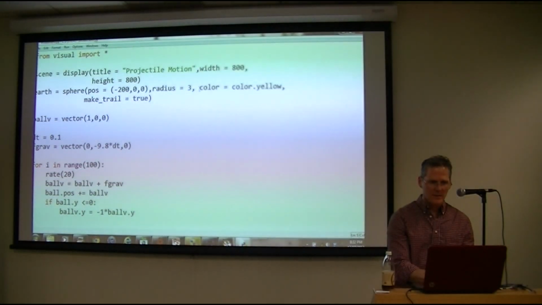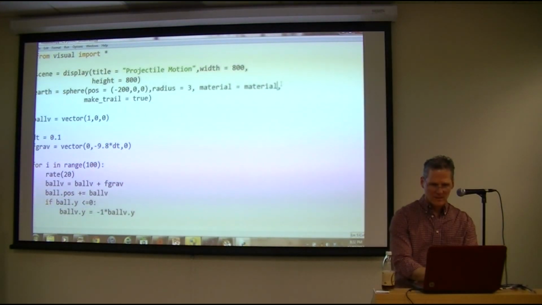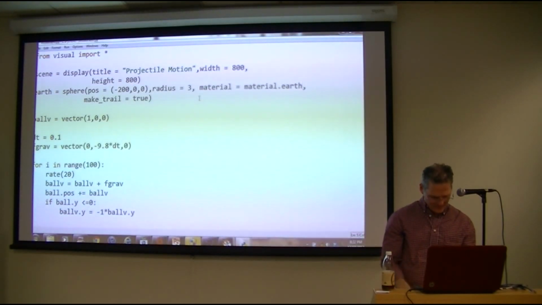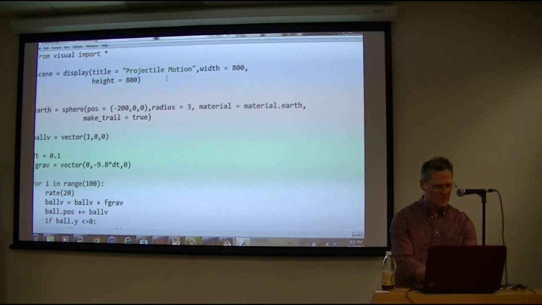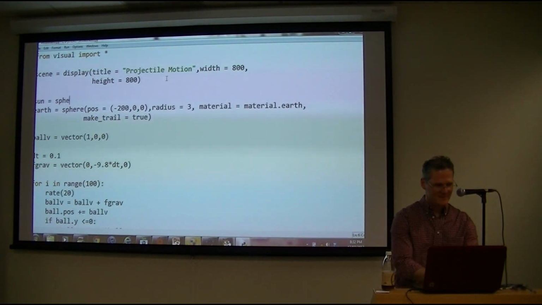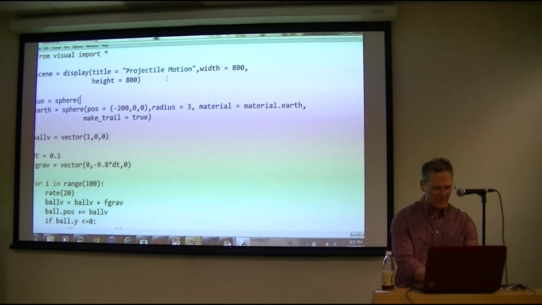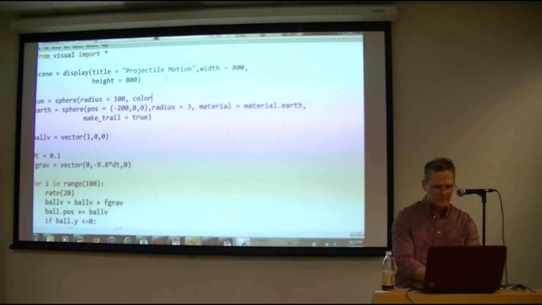Color. Actually, this is pretty cool. With Earth, only Visual Python does this. Let's see, material. And I may have left out an S there. Okay. That's the Earth. Suppose you want a sun. We'll leave that in the middle, so we don't need to say what its position is, but we'll give it a big radius. And its color. When it's big enough, we'll be able to see it.